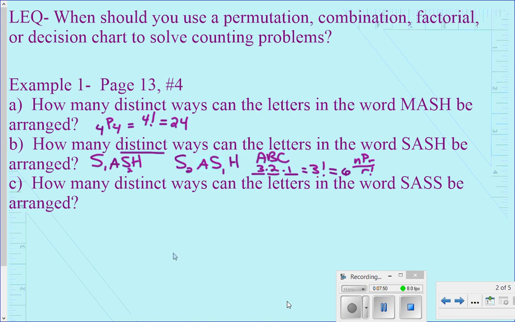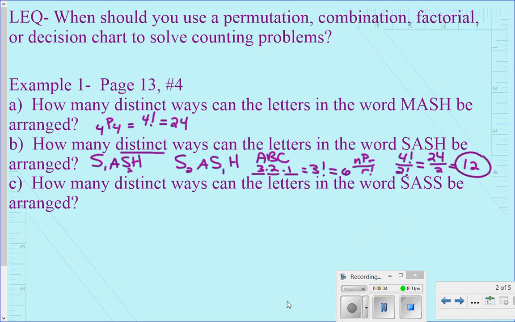So the first thing you're going to do is treat it like there are 4 different letters. So 4 factorial. Okay. So the total number of letters factorial. But then what we're going to divide it by is each of the letters that repeat and the number of times that they repeat. So the S's, there are 2 of them, which means there's 2 factorial ways of arranging those 2 S's. Okay, so we're going to divide 4 factorial, which we just said is 24. We're going to divide that by 2 times 1, which is 2. And when we do that, we're getting 12. So there are 12 distinct ways for us to arrange the letters in the word sash.